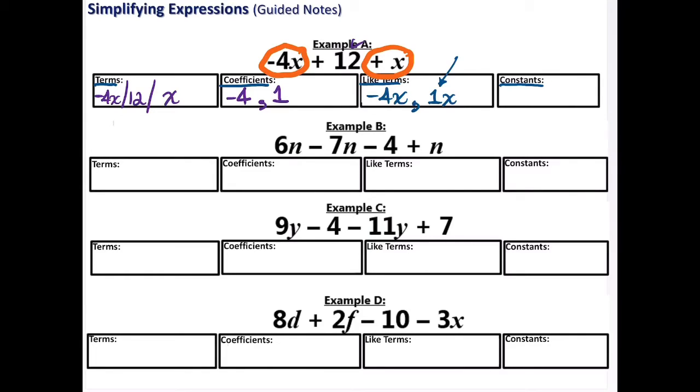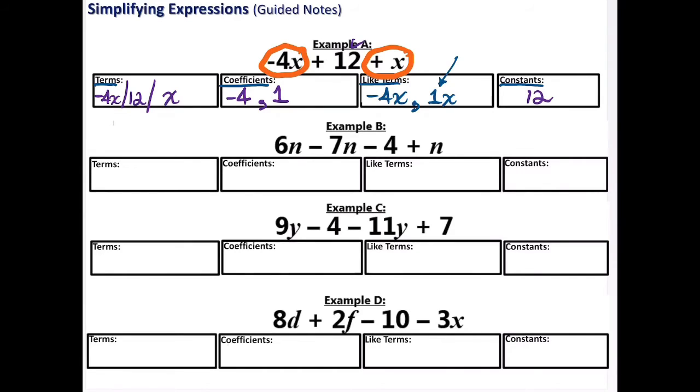It's kind of a good thing to do, especially if this is something that's new to you, or if it's difficult for you to imagine that there's a 1 there. Just go ahead and put a 1 there. I can't imagine there's any math teachers out there that are going to be against you doing that. And then the constants are the terms that don't have a variable attached to it. So the only constant in that expression is 12.